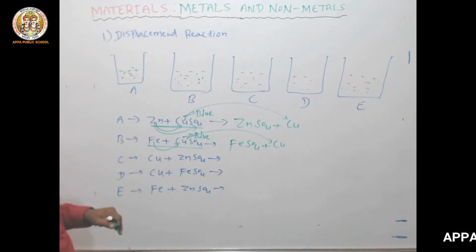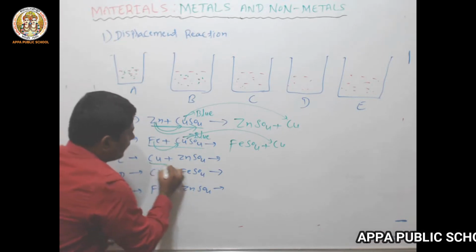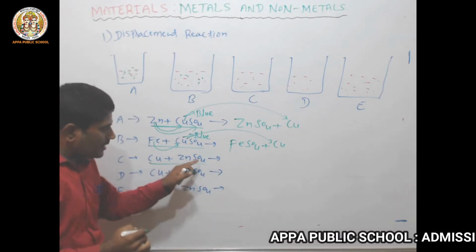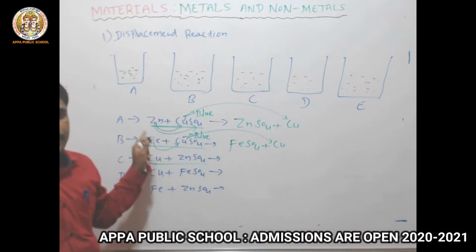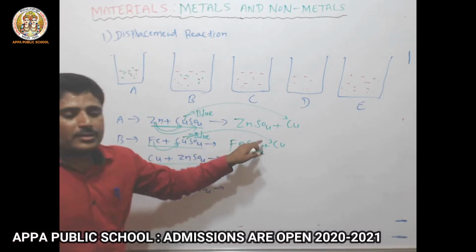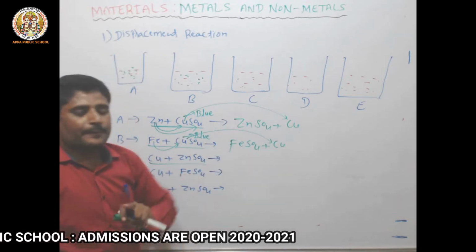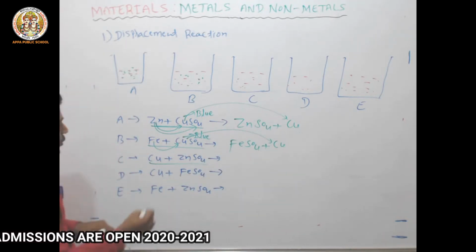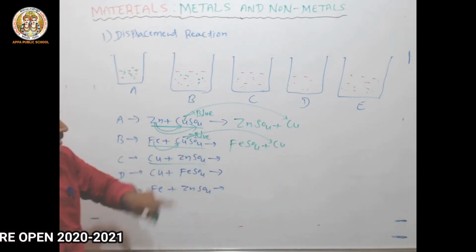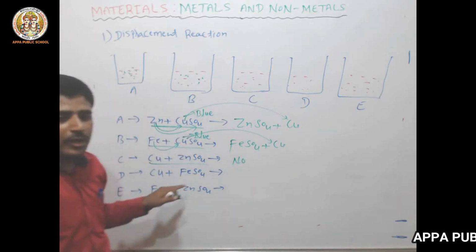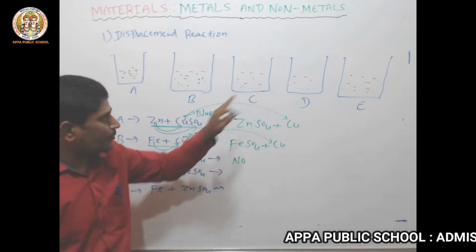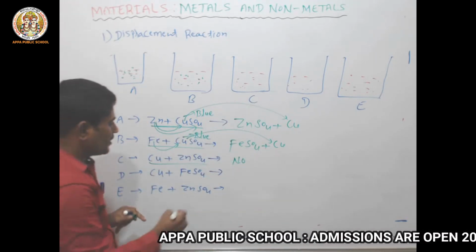Next, come to the point. Beaker C, copper plus zinc sulfate. Already one reaction is over: zinc plus copper sulfate gives zinc sulfate and copper separates. So in beaker C, copper plus zinc sulfate, no reaction takes place. Why, I will tell later.